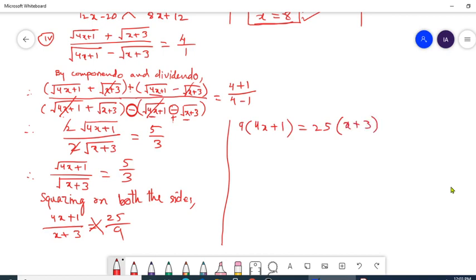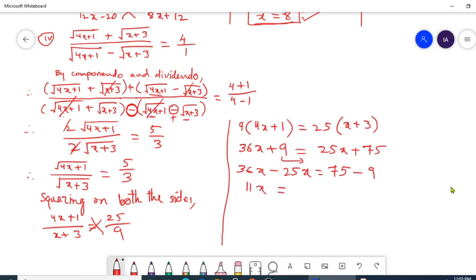Now 36x plus 9, ones are 9, 25x and 75. So keeping 36x on its place, this is 25, so negative 25x is equal to 75 on the other side, and this minus, this will become minus 9. So 36 minus 25 will give me 11x, and 75 minus 9, that is 66. So x is 66 upon 11. So your final answer is 6.